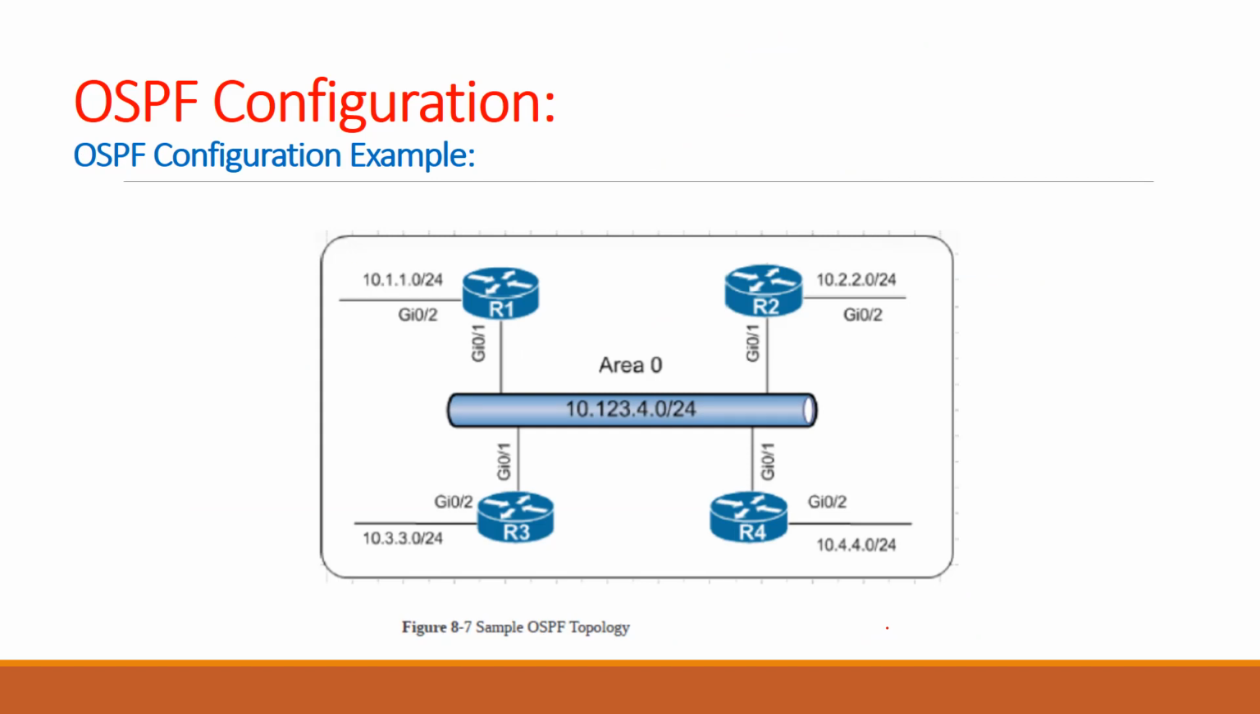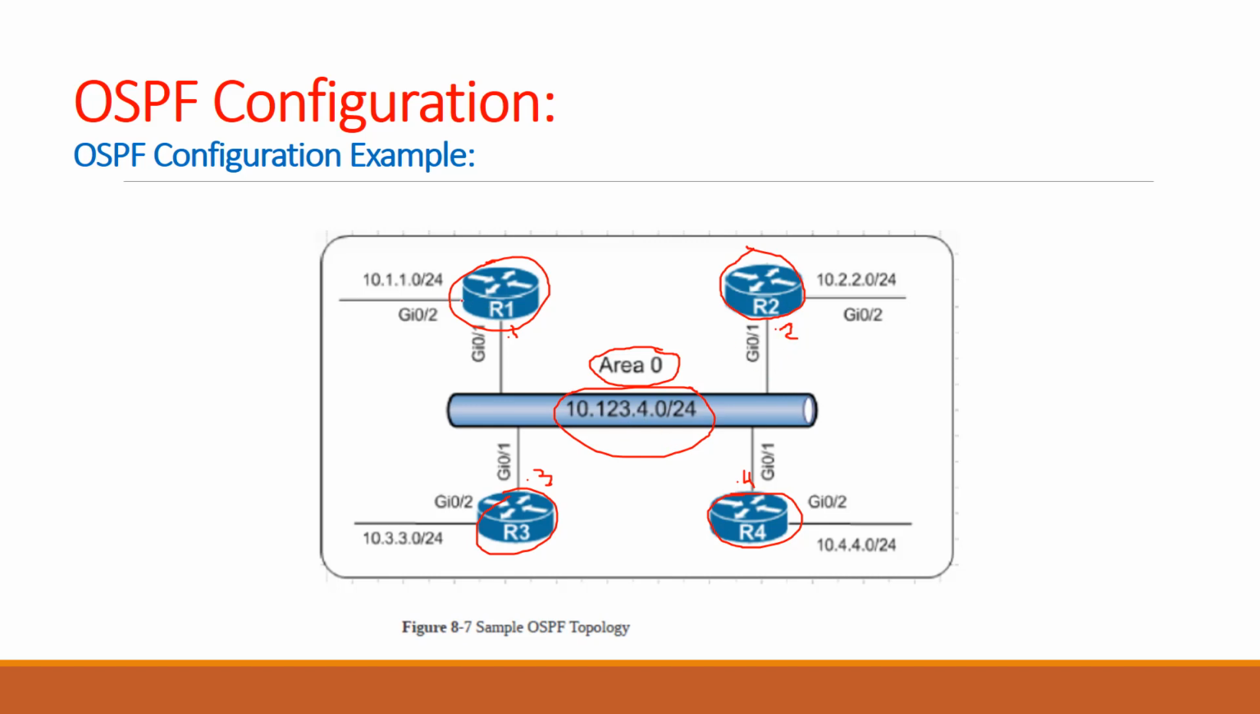Let's give an example here for the OSPF configuration. Let's assume that we have 4 routers, router number 1, router number 2, router number 3, and router number 4, who are sharing this link and IP subnet 10.123.4.0/24, and all routers belong to area 0. The interfaces are 4.1, 4.2, 4.3, and 4.4, which means 10.123.4 plus this number.